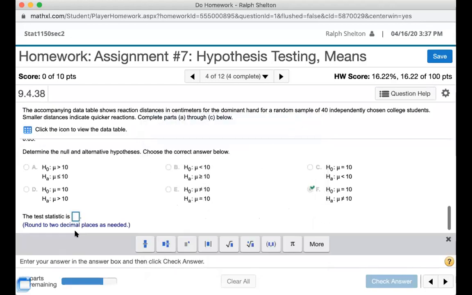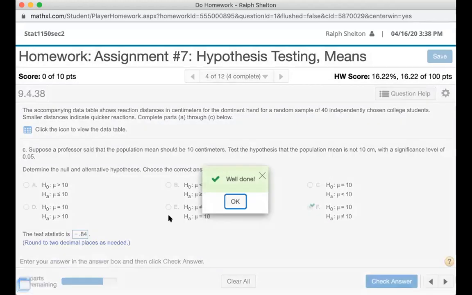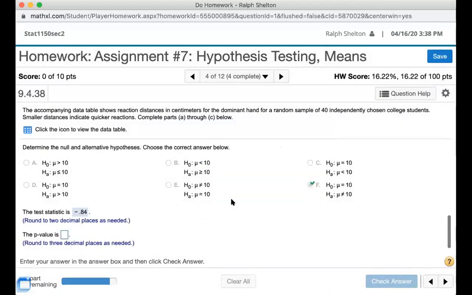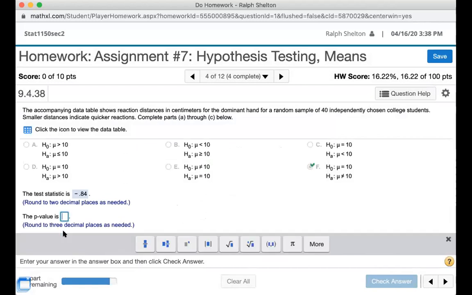Wants to know to 2 decimal places, what's the value of t? It's minus 0.84. Okay, so enter, likes that. Wants to know p, that same hypothesis test we just ran gave us p 0.4058. I think I'll do a separate video.